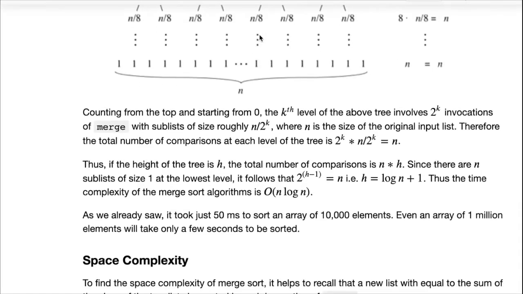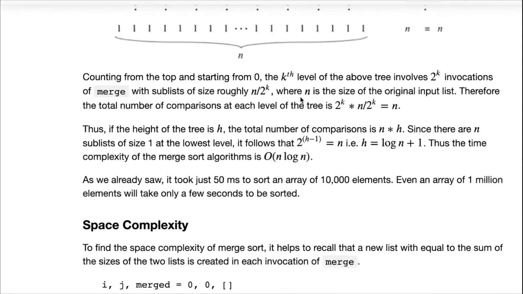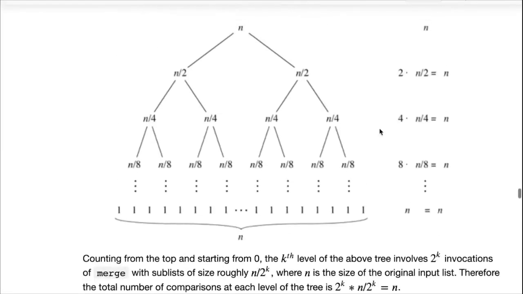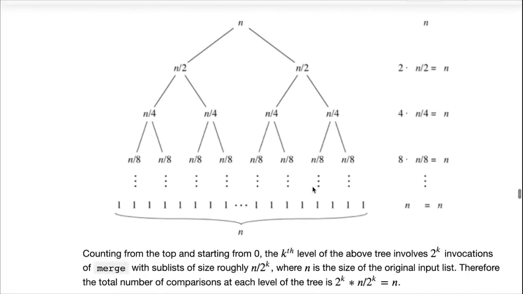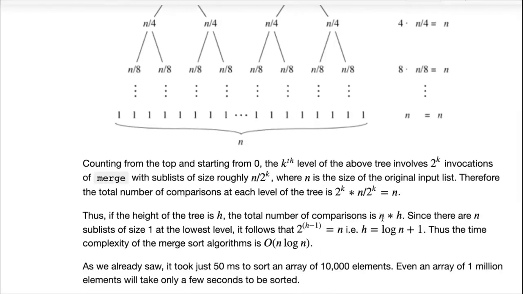So if the height of the tree is h, then the total number of comparisons is n times h, right? So on each level, you require n comparisons for the merge, and you call merges at every level for each of these subproblems. So the total number of comparisons is n times h.